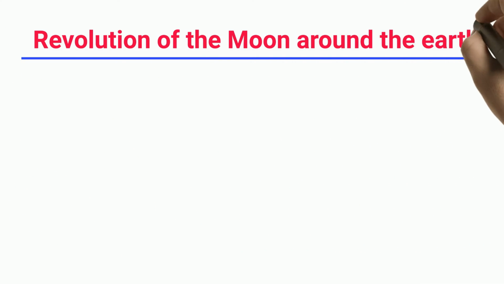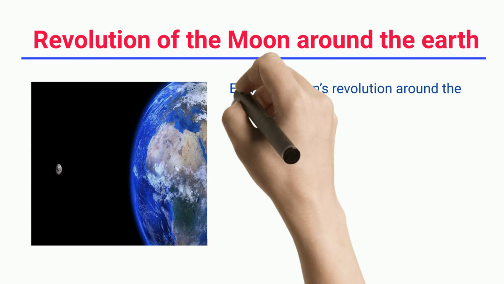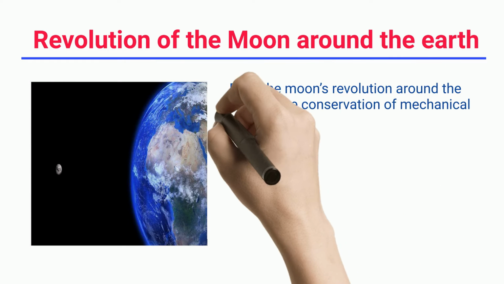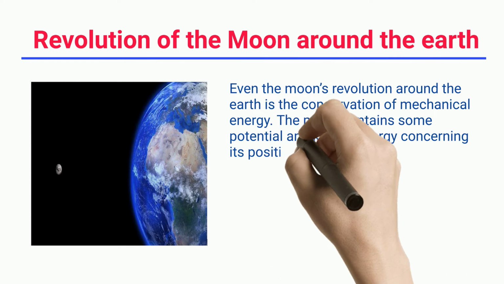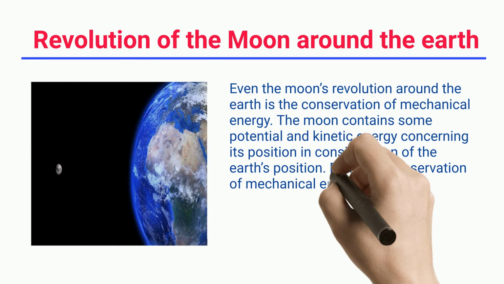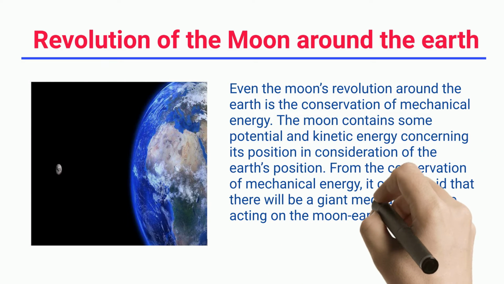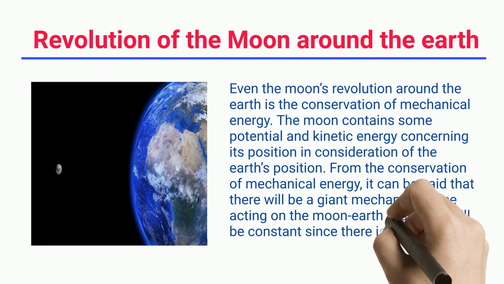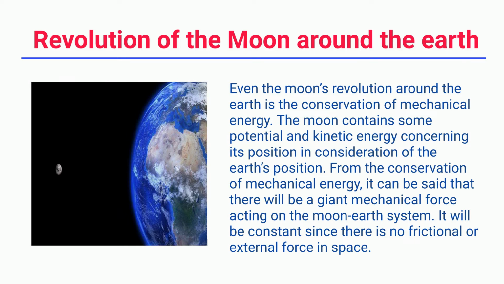Revolution of the moon around the Earth. Even the moon's revolution around the Earth is a conservation of mechanical energy. The moon contains some potential and kinetic energy with respect to the Earth's position. From the conservation of mechanical energy, it can be said that there will be a giant mechanical energy in the Moon-Earth system. It will be constant since there is no frictional or external force in space.